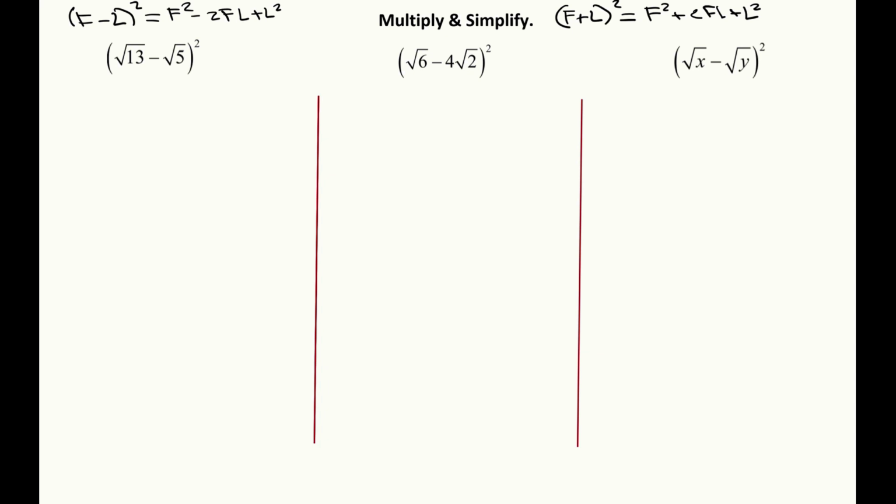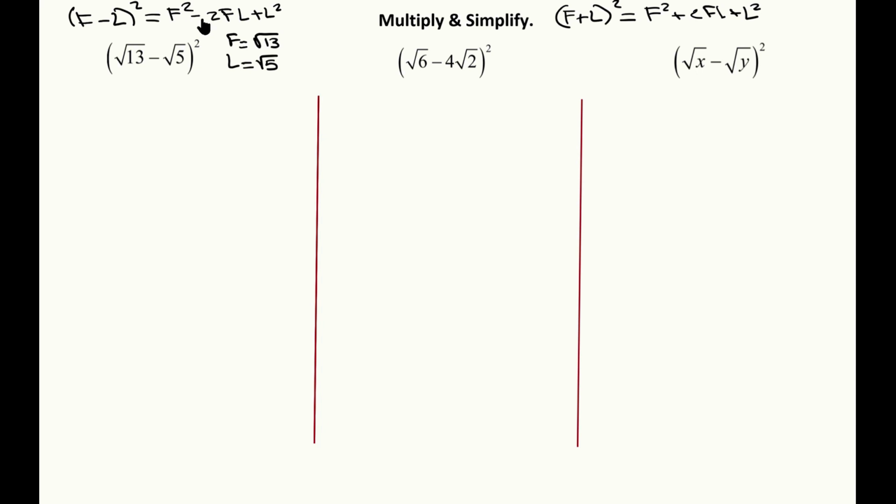The positive case is all positive, since most students tend to have difficulty with negative signs. I went ahead and chose some negative examples, subtraction cases. So in the first example, what plays the role of f is going to be square root of 13, and what is playing the role of l is the square root of 5. So we go ahead and apply this rule.